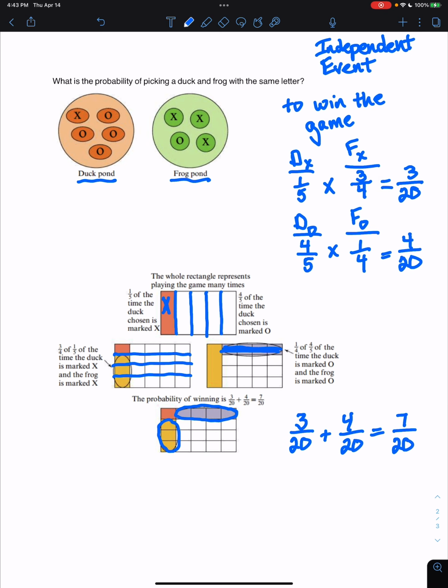So hopefully this helps you to understand using fraction addition and multiplication, and symbolizing the fraction addition and multiplication, how this impacts our probabilities. Hope it helps.